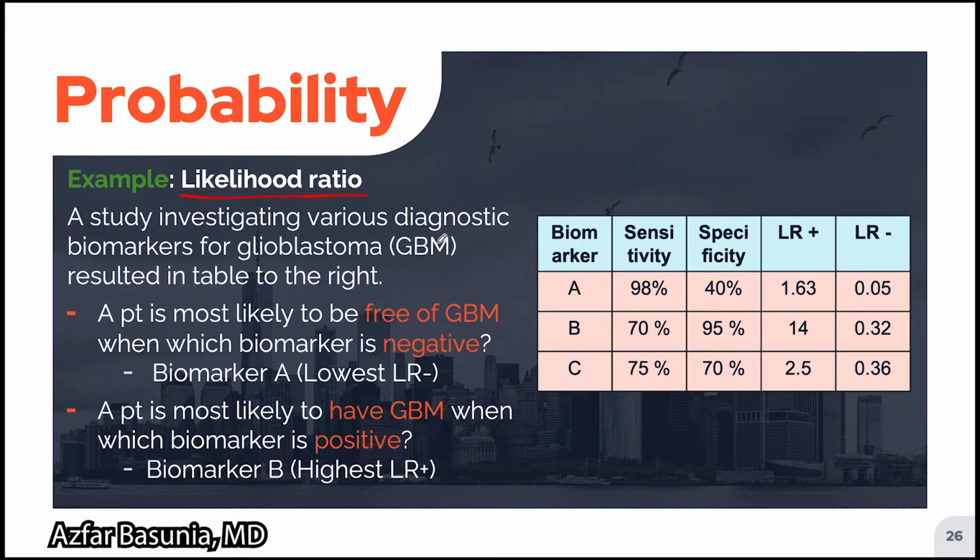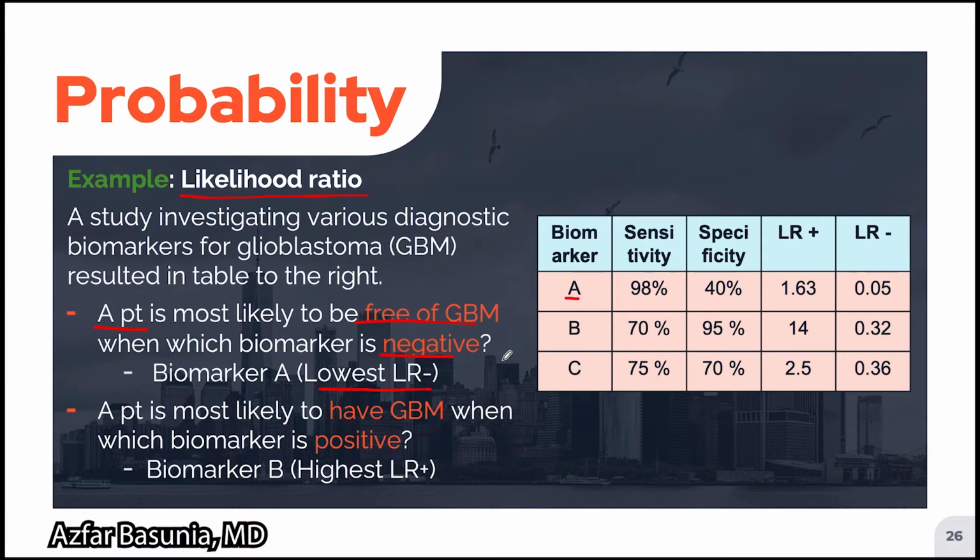Suppose we have a study investigating various diagnostic markers for glioblastoma, and this resulted in the table to the right. So here we have 3 biomarkers A, B, and C, and their respective sensitivity, specificity, positive and negative likelihood ratios. The first question asks us, a patient is most likely to be free from glioblastoma when which of the biomarkers is negative? Remember, for individual patient-level decisions, we need to look at the likelihood ratios. Here, we're talking about a negative test result, so we should be looking at the negative likelihood ratio. And for this specific case, we're looking for the biomarker with the lowest negative likelihood ratio, which is biomarker A.